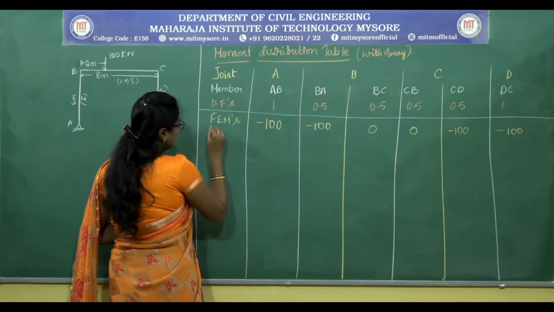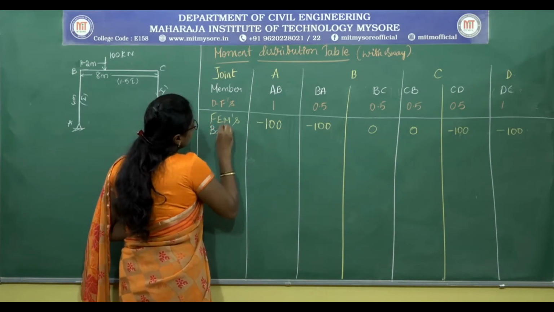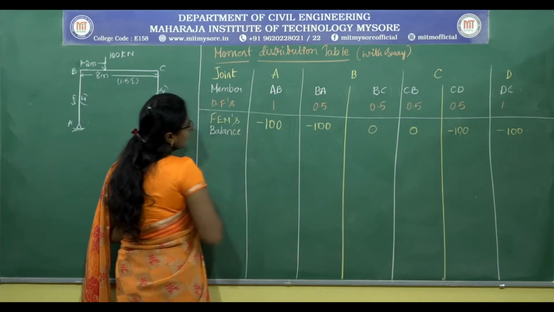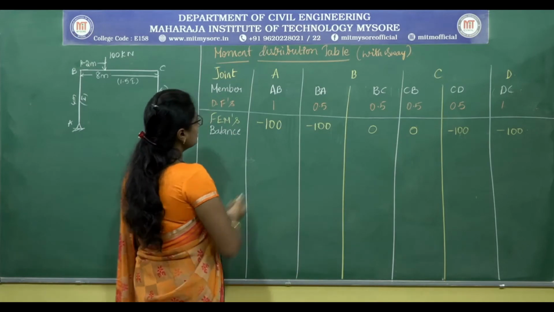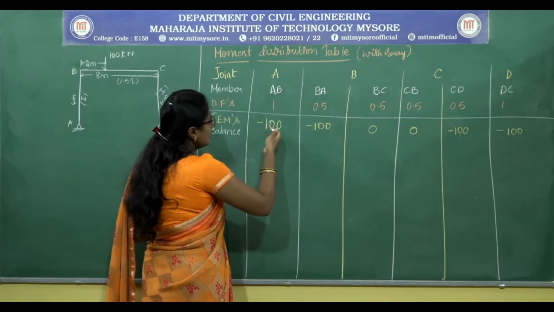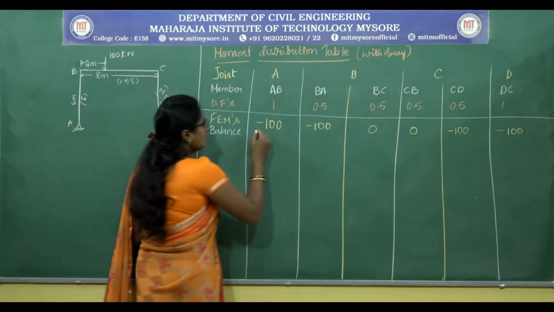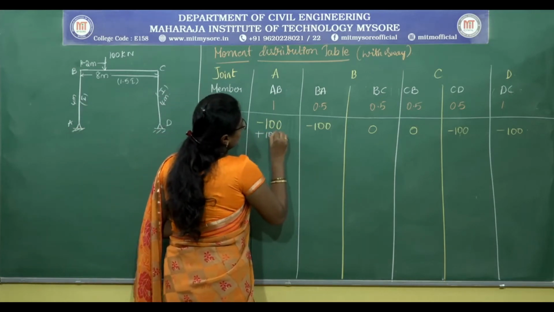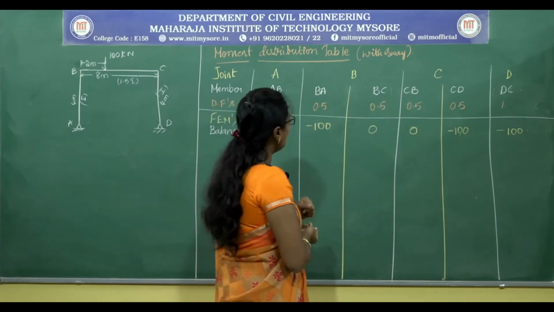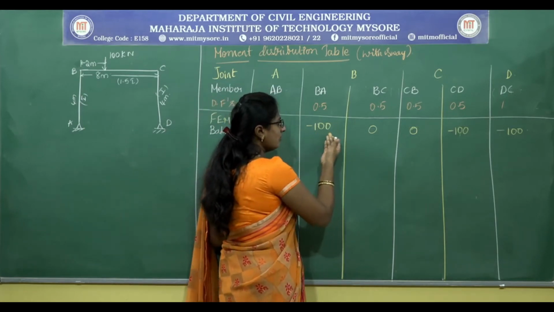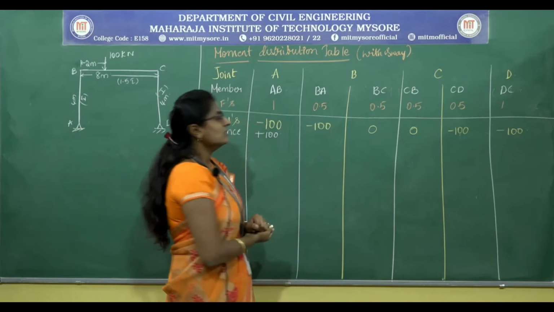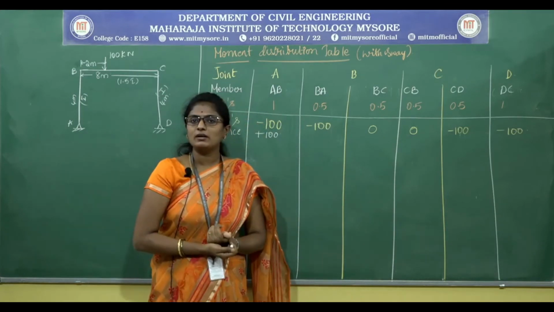Now, after this is the regular balancing step. So, for joint A, the member AB, minus 100 is the unbalanced moment. To balance this, we need to consider plus 100. Plus 100 multiplied by 1 will give you plus 100. Then for BA and BC, minus 100 is the unbalanced moment. To balance this, plus 100. So, plus 100 balanced moment.